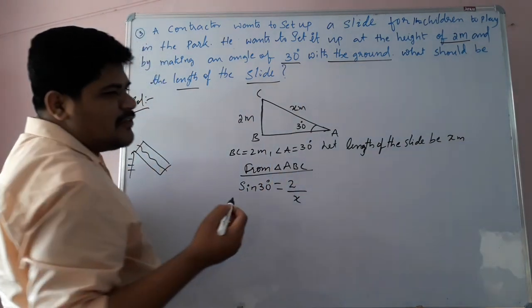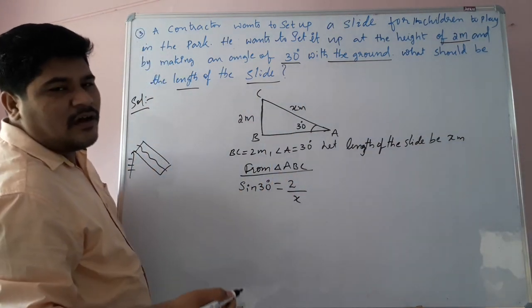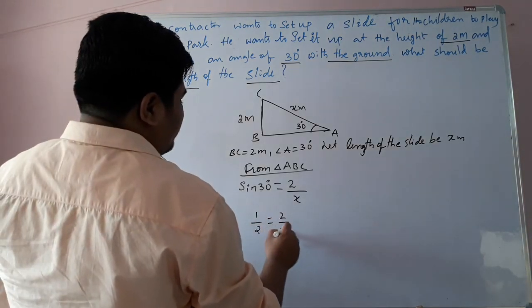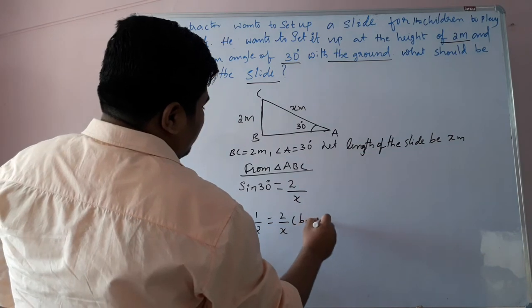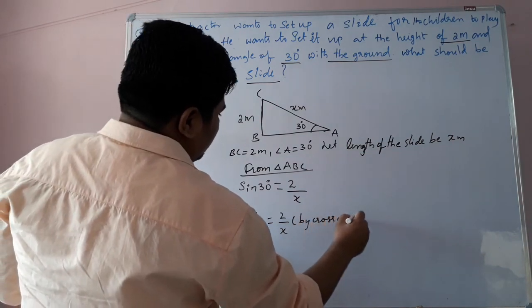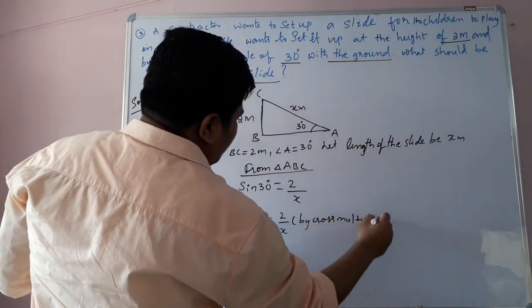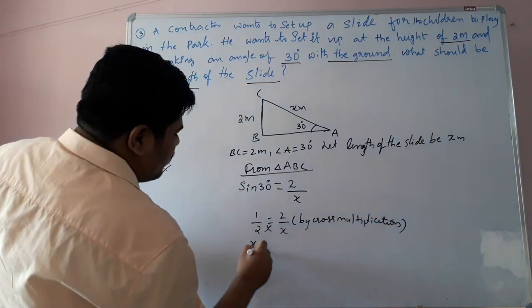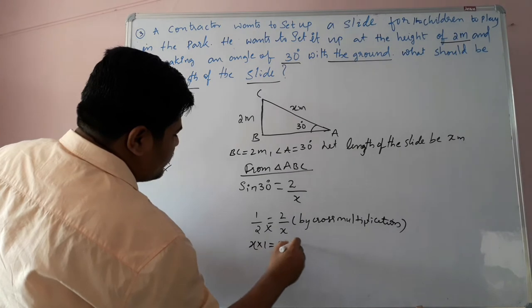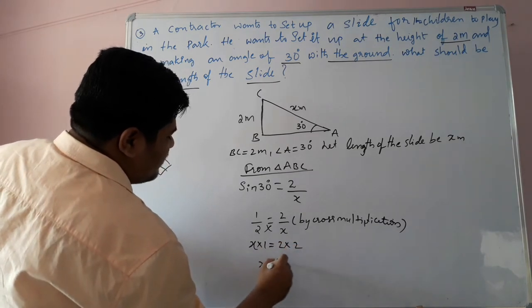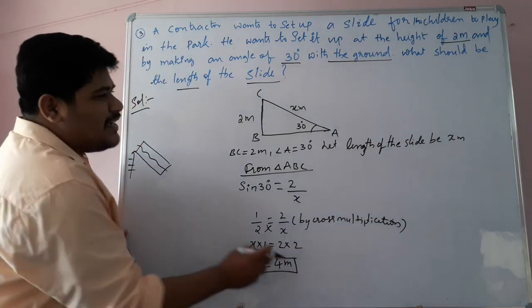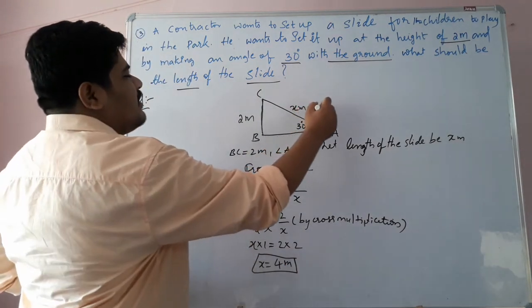So what is the value of sin 30? Half, or 1 by 2. So half is equal to 2 by x. Now by cross multiplication, what can we write? x into 1 is equal to 2 into 2. So finally you can write x is equal to 4 meters. So students, 4 meters is the length of the slide.